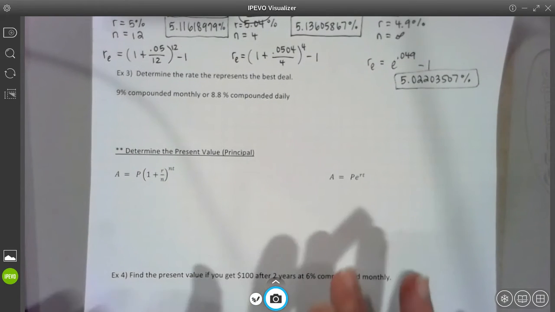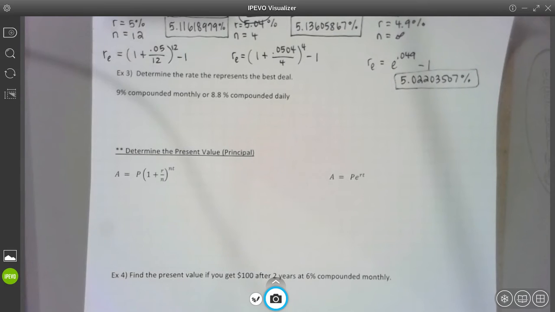All right, so here we go. Another thing they're going to ask you to do in this section is, can you determine the present value? So they may tell you, hey, you had this rate for this many years, compounded this many times, but what money did you start with? What was your initial investment at the beginning? So they're basically turning the problem around, and instead of finding A, the end amount, they're asking you to find P, the present amount. What did you start with initially?